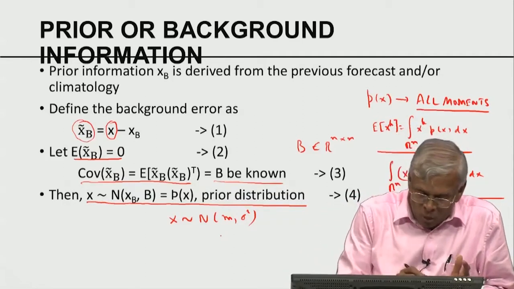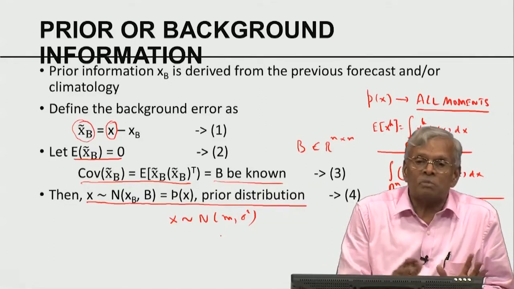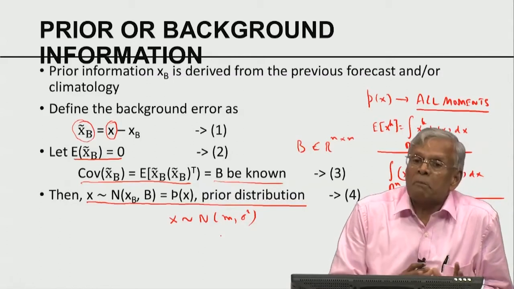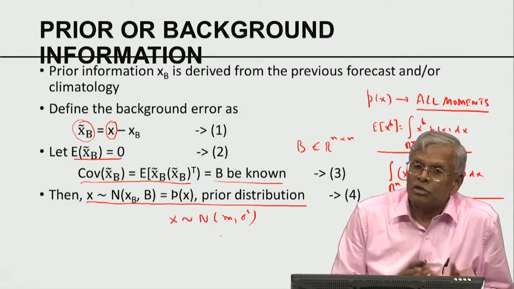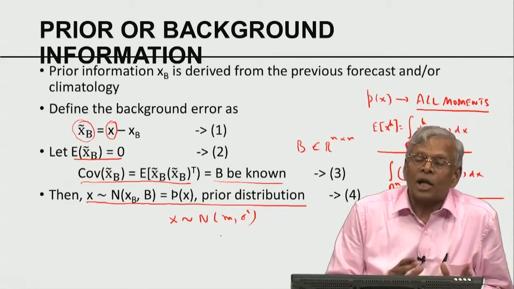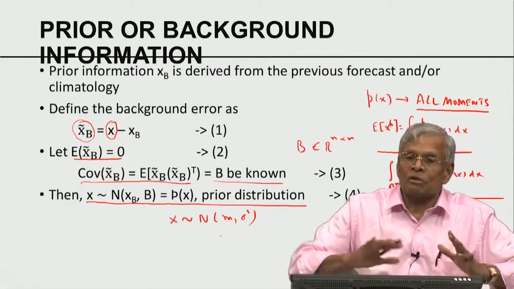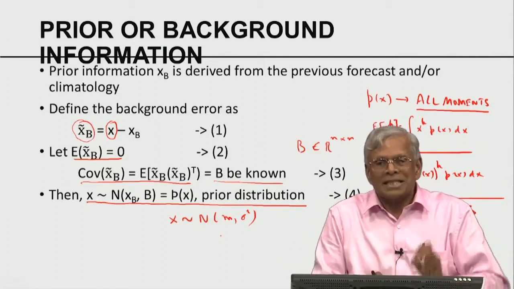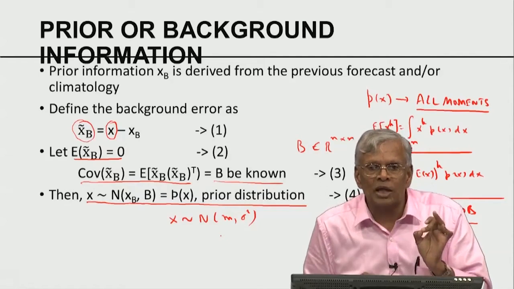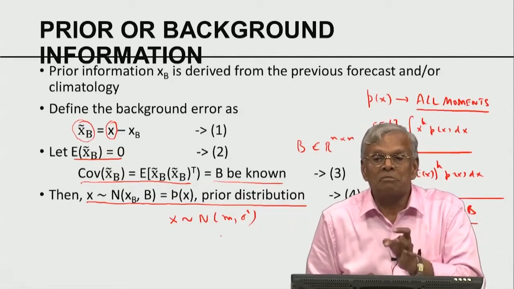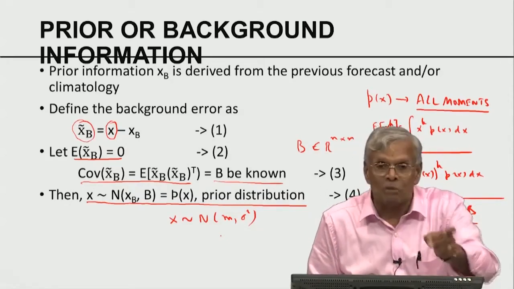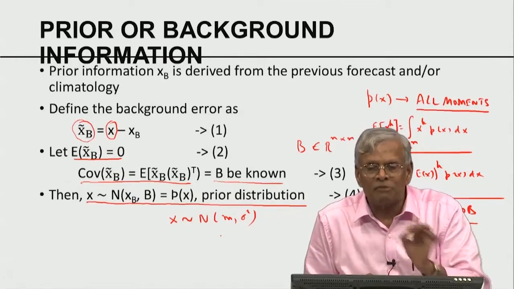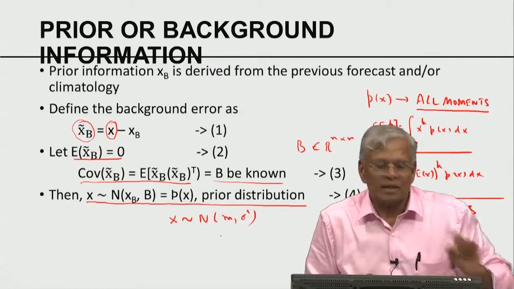So that is the reason why, even though we only know the first moment and second moment, we take a big liberty in assuming that the background is normally distributed with the mean XB and the covariance B. It is a bit of a stretch. All we know is only XB and B. To go from XB and B to normality with XB as the mean and B as the covariance is a leap of faith, but we oftentimes do that.